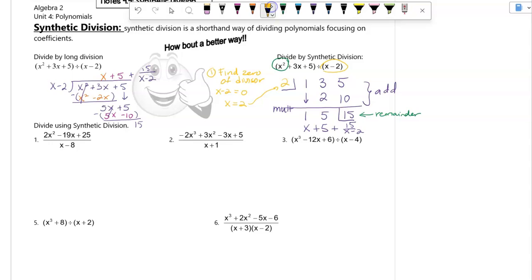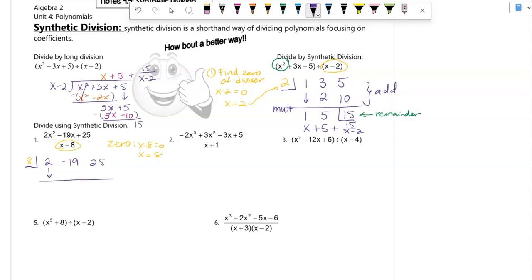So the first thing we want to do is take this x minus 8 and identify what's the 0. We take x minus 8, set it equal to 0, x equals 8. You're probably starting to see the pattern there. So in the corner, we go ahead and put an 8. Then our coefficients for this quadratic are going to be 2, and then careful you don't miss that negative sign, negative 19, and then positive 25.